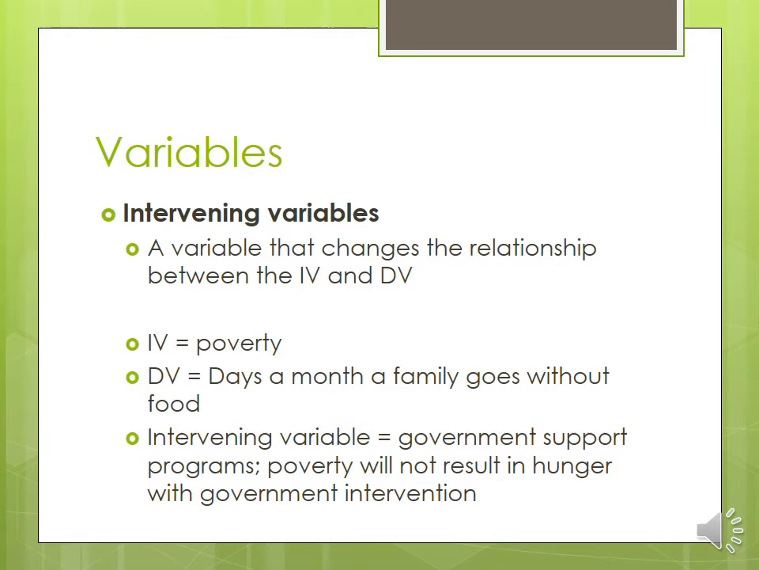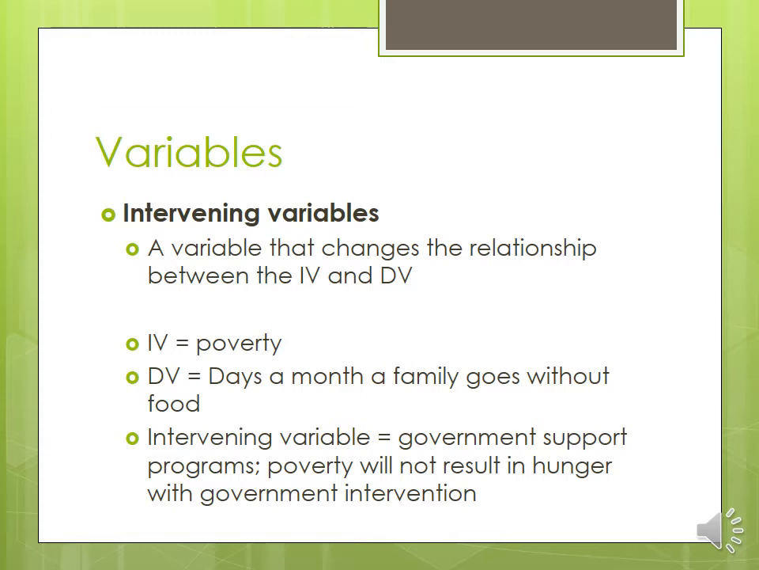You can also have something called intervening variables. Now, again, in sociological research, we're not dealing with straightforward cases. People and societies are messy, and there's usually more than one reason that something happens. An intervening variable is a variable that can change the relationship between the independent and the dependent variable.